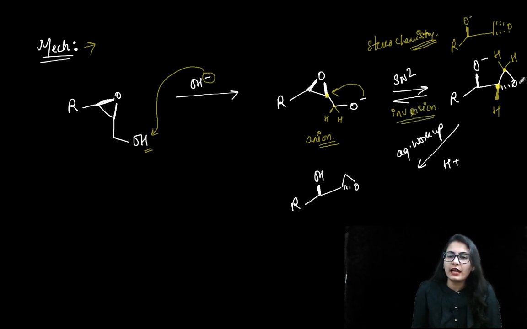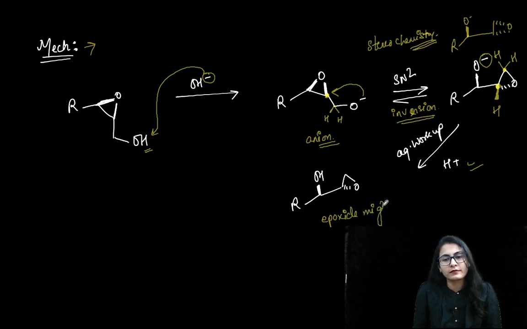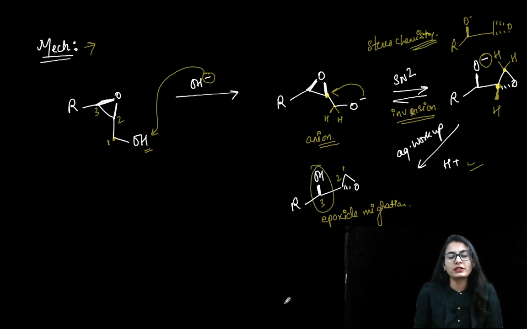And this is how you get the alkoxide ion. The O minus, after aqueous workup, is going to take up a proton, and as you can see, it shows you the epoxide migration. So where did you start from? You started with an alcohol on carbon number 1 and a 2,3 epoxide, but you ended up with a 1,2 epoxide and 3-ol. This is what the whole reaction is about.